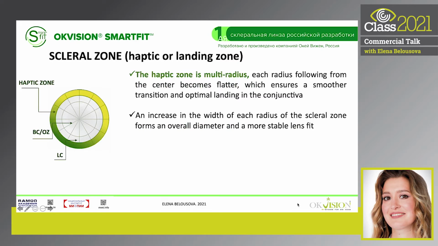And now about a very important zone of scleral lenses, the haptic or landing zone. The haptic zone is multi-radius, and each radius following from the center becomes flatter, which ensures a smoother transition of optimal landing on the conjunctiva, and an increase in the width of each radius of the scleral zone forms an overall diameter and a more stable lens fit.